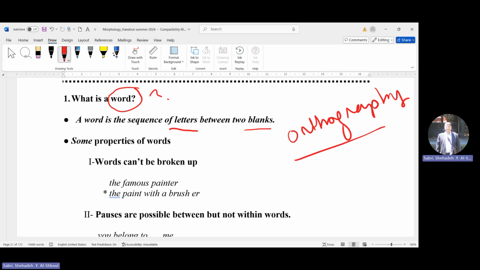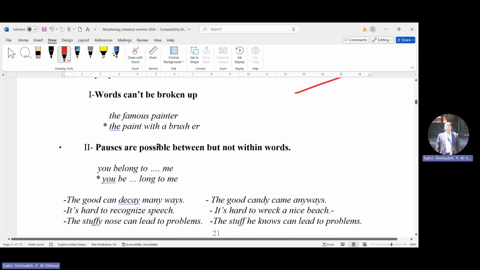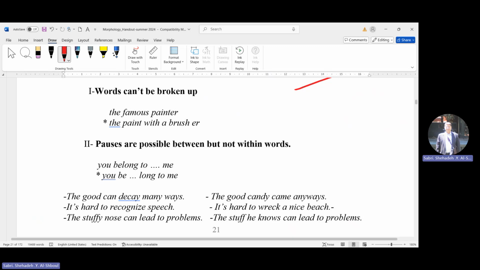Some properties of words: they cannot be broken up. So here we say "the famous painter," that's fine, but we cannot say "the paint with a brush" as in "er" with "painter." Despite the fact that we know that this "er" belongs to "painter," the orthography of this language cannot accept such a kind of division.